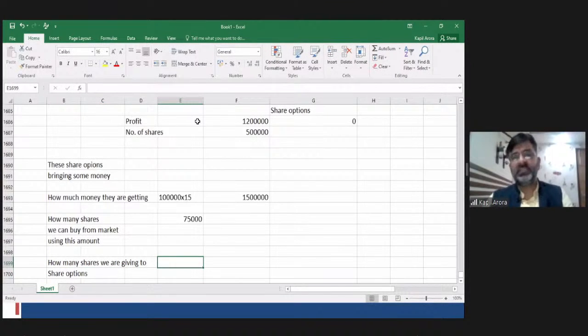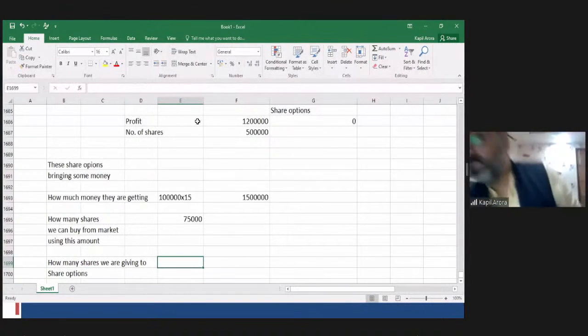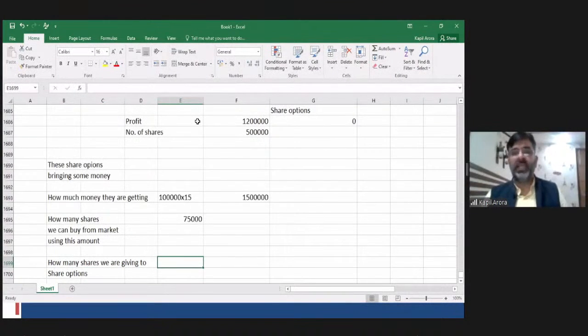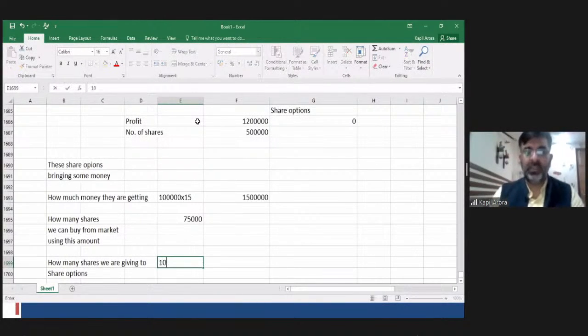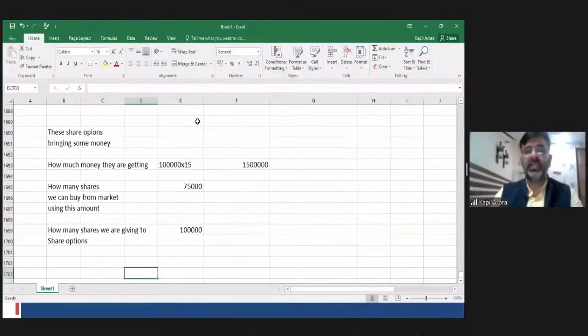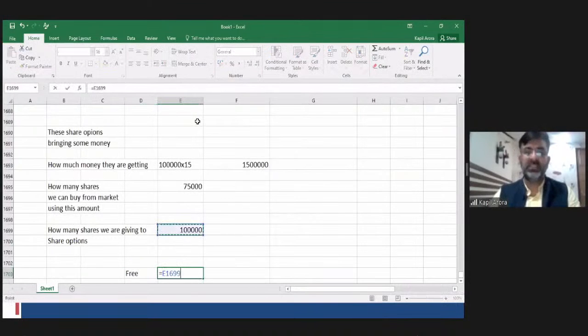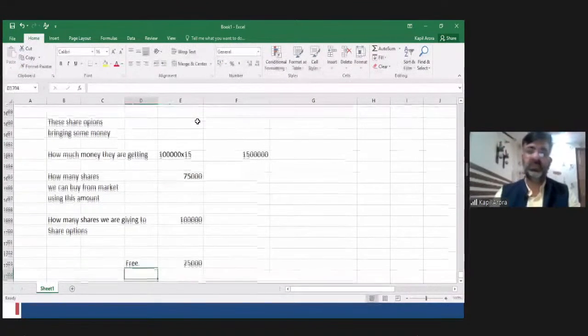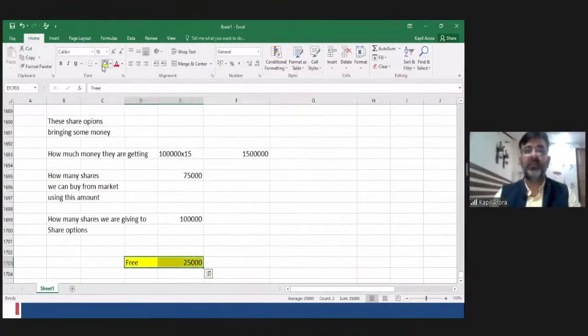So the money which these people can invest is 15 lakh, and the number of shares which can be bought is 75,000 only. But how many shares am I giving? I am giving 1 lakh shares. What does it mean? That there are 25,000 shares which are going for free.